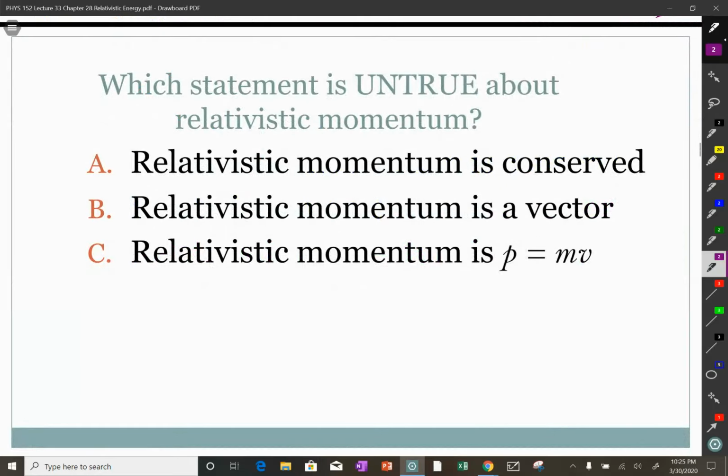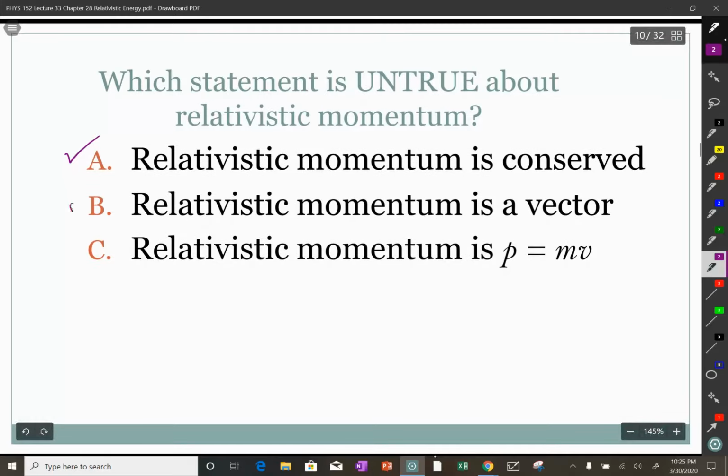Now, just a reminder about what we just studied. Which statement is untrue about relativistic momentum? So we have three statements here. Two of them are correct. First, relativistic momentum is conserved. Check. That's how I just solved that last problem. Our laws of physics have to be the same. Second, relativistic momentum is a vector. Absolutely, it's still a vector. It still has direction. So the third one, relativistic momentum is mv. No. Relativistic momentum, got to throw that gamma in there.